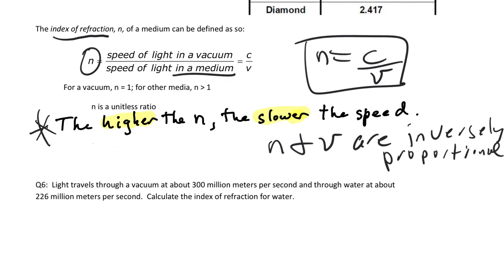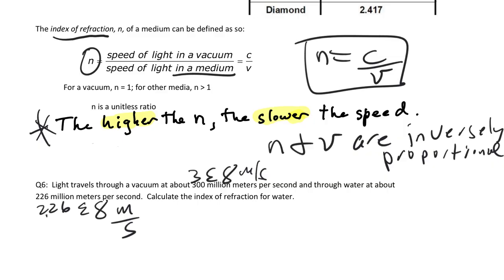Let's use that equation. Light travels through a vacuum at about 3e8 meters per second, and through water at about 2.26e8 meters per second. I'll just write it like that.